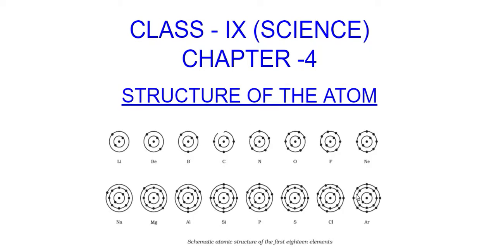Hello everyone, welcome to class 9 science book, chapter number 4 in NCERT, structure of the atom. In this class, we will study what an atom is made up of, what the subatomic particles of the atom are, and how they are arranged inside the atom. We will also study the experiments which scientists conducted to understand all these structures.